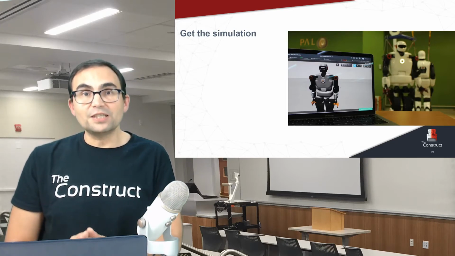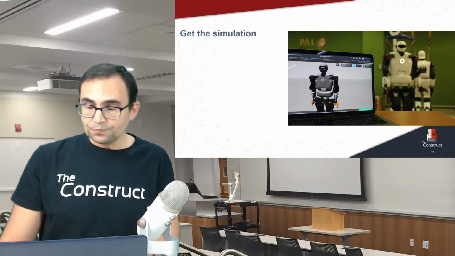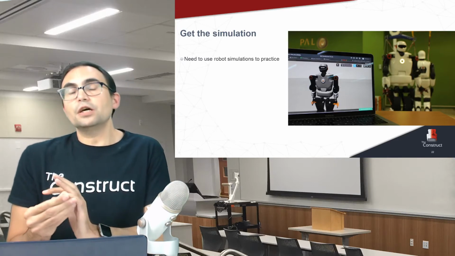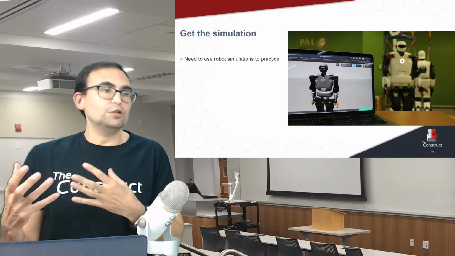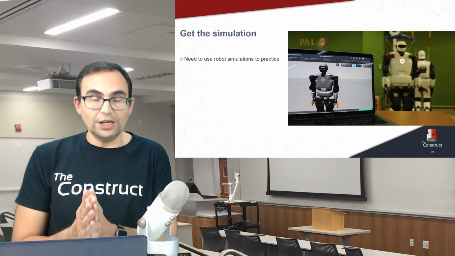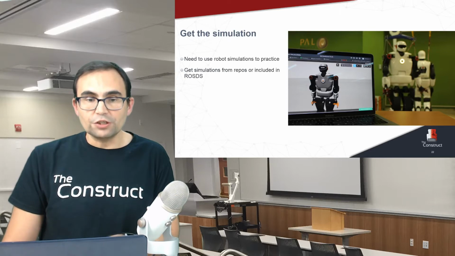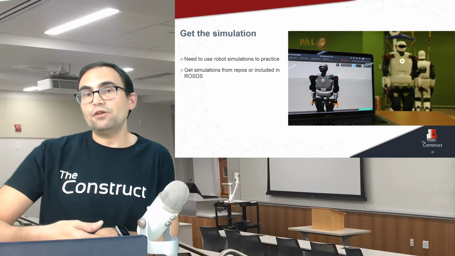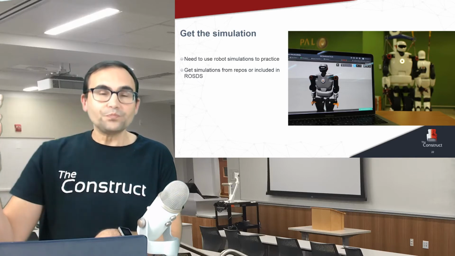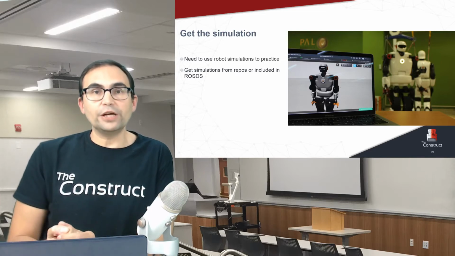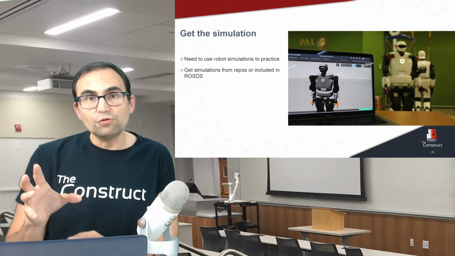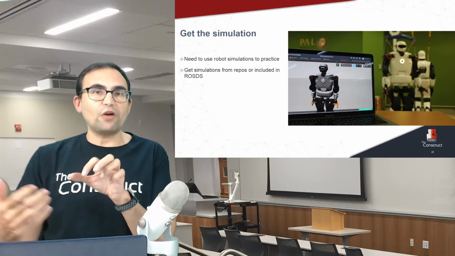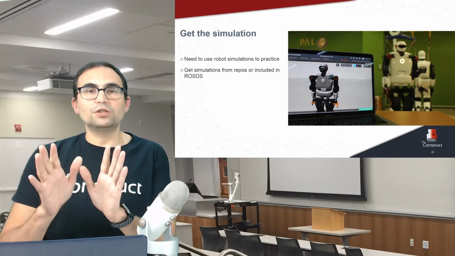Well, the first thing is the simulation of the robot. You need to use the robots for practice, but I presume that you don't have the robots, or if you have some, you don't have them for all the class, so we are going to use the simulation. You can get the simulations from many repos available around the world, and they are free, so you can download them and put them directly into the ROSject. Inside the ROSject, you can do a Git clone of a repo, compile, and then use the simulation.